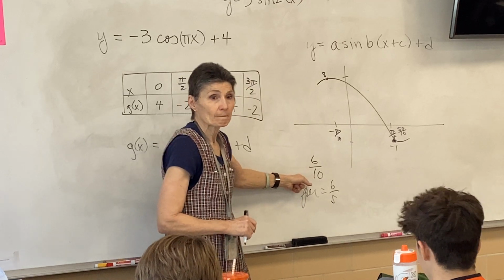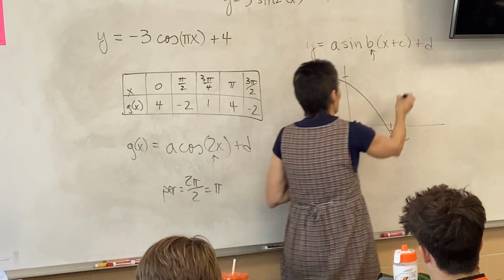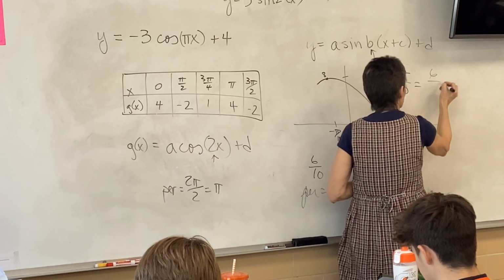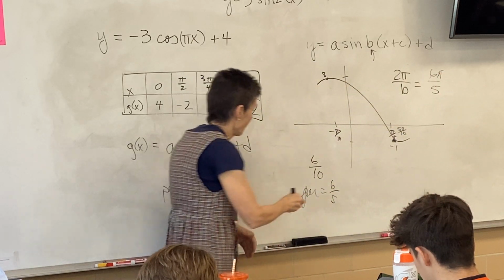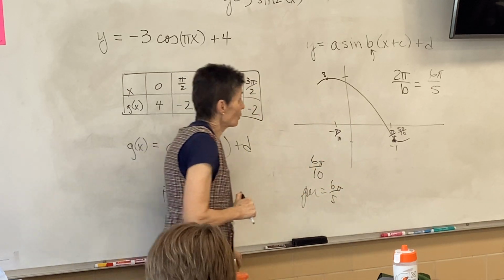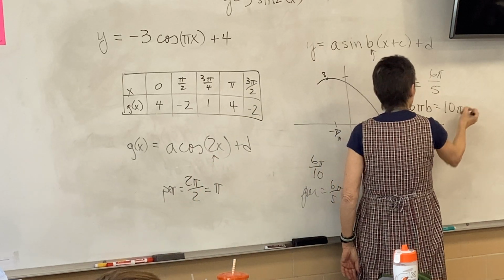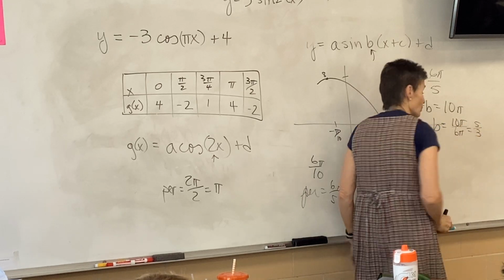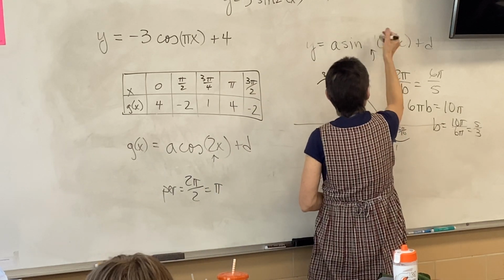As I'm writing my equation, there's my period number. So 2 pi divided by that number has to give me 6/5 pi. 6 pi over 5. So what does that number have to be? 6 pi b equals 10 pi, so b is 10 pi over 6 pi, which is 5/3. So this number is 5/3.